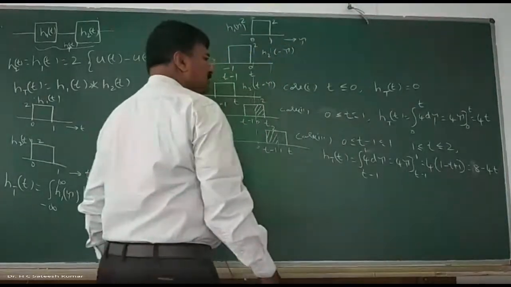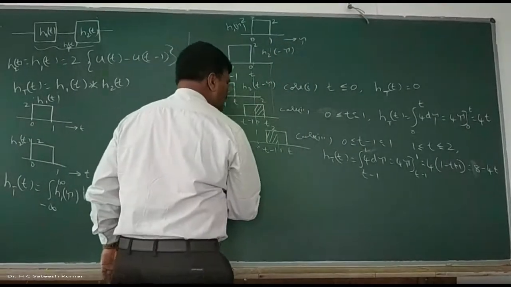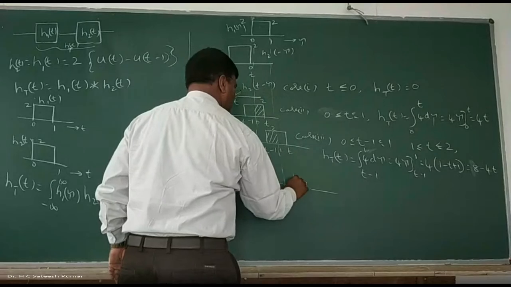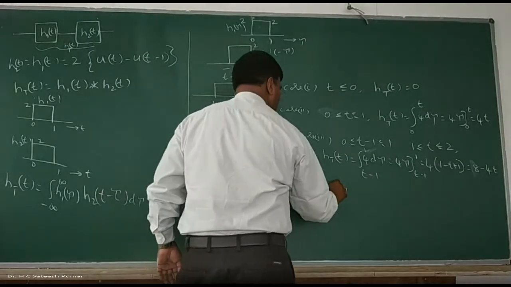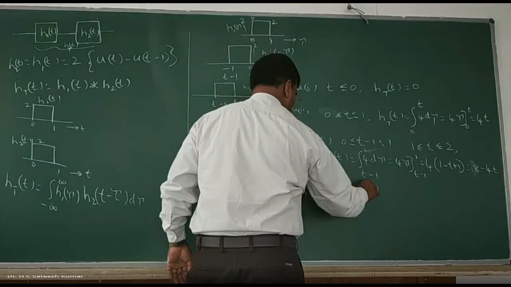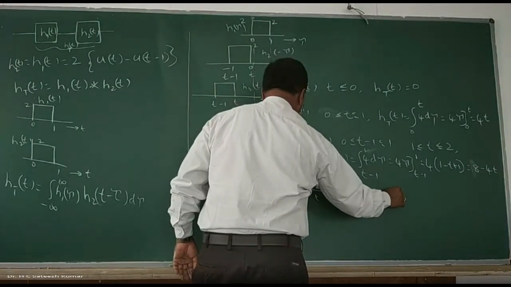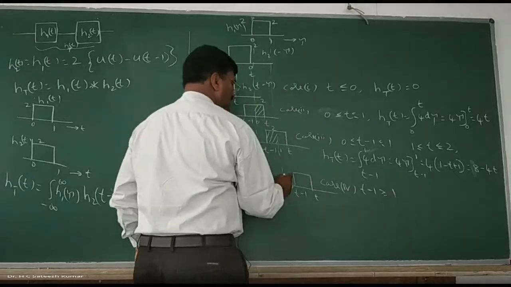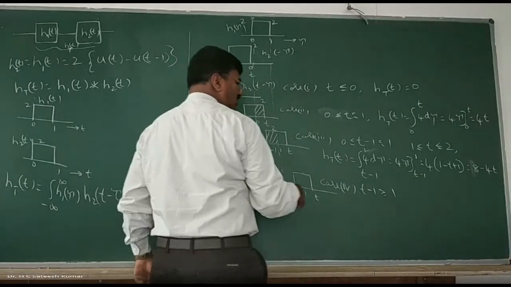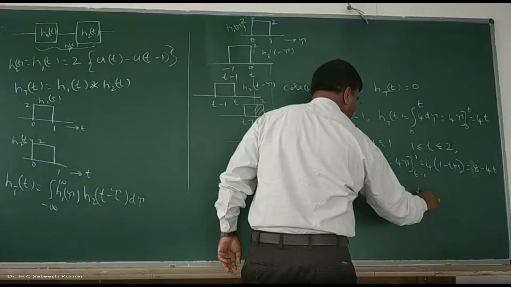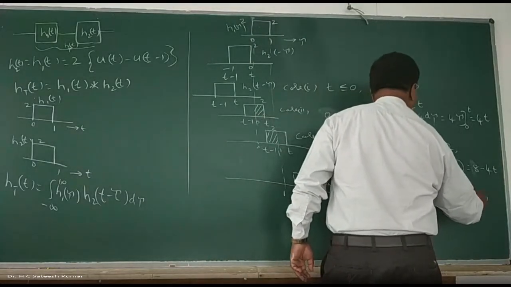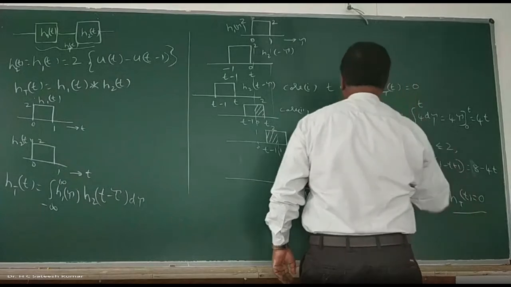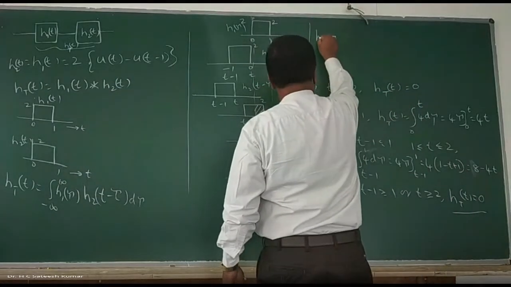And next, case number 4. Case number 4 is the last case. So this is t minus 1, this is t. Case 4 is t minus 1 greater than or equal to 1. This is 1, that is coming out of the range of the first one. Or we can write it as t greater than or equal to 2. ht of t is equal to 0. That's it.